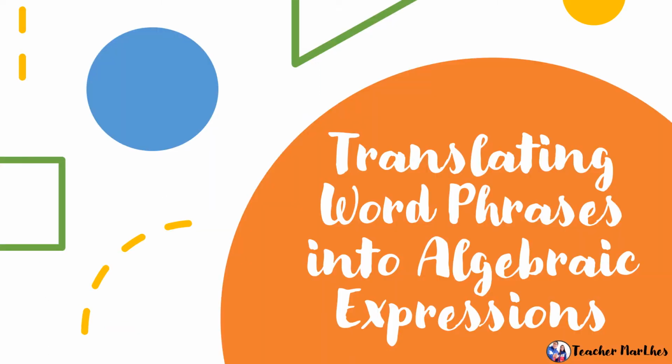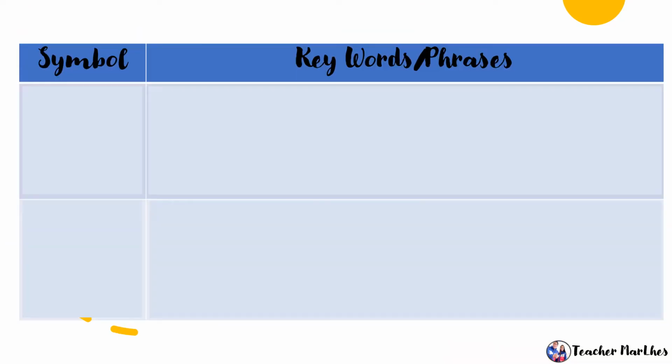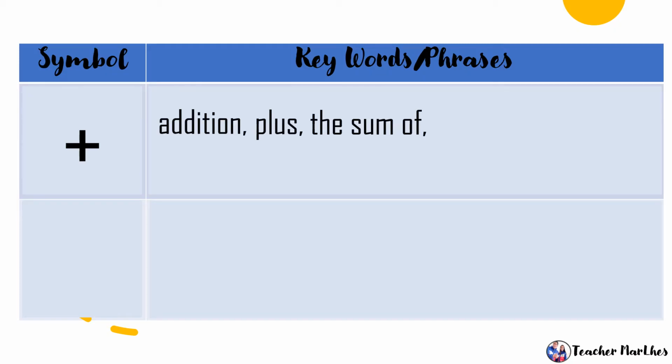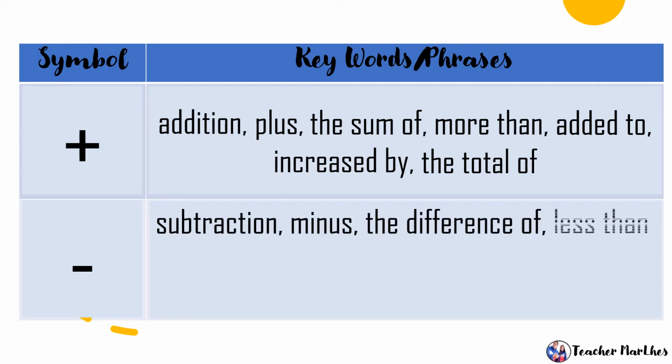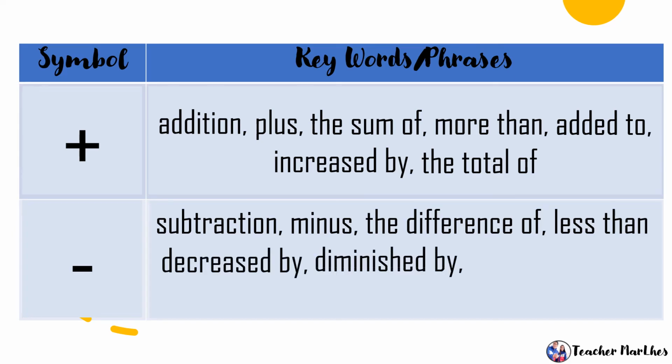To translate word phrases into algebraic expression, familiarity with words and phrases associated with symbols or operations is important. So let's study some keywords that are used to describe common mathematical operations. For addition, we have the following keywords: plus, the sum of, more than, added to, increased by, and the total of. For subtraction, we have minus, the difference of, less than, decreased by, diminished by, subtracted from, and less.